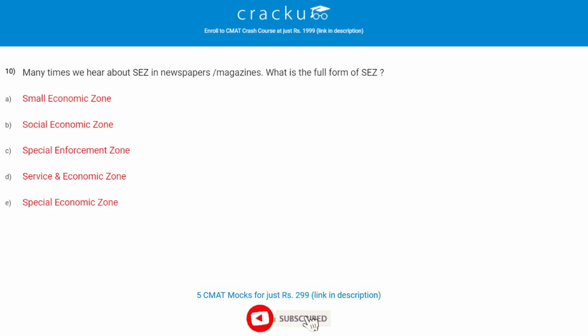Let's check the another question. Many times we hear about SEZ in newspapers, magazines. What is the full form of SEZ? The correct answer is Special Economic Zone.